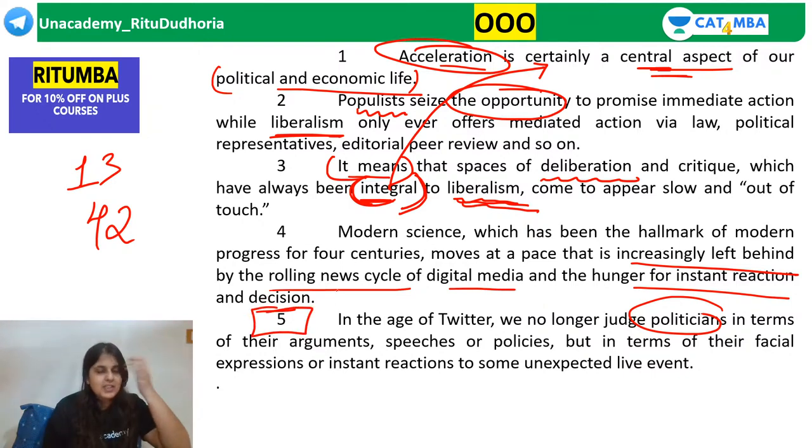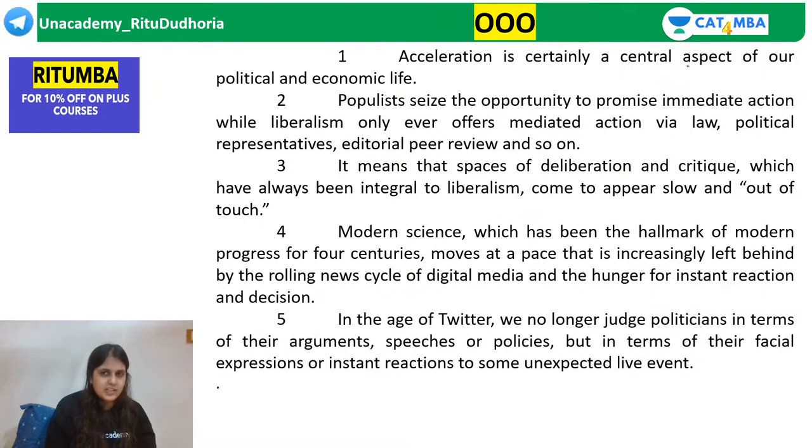Then I would have to eliminate one of these. Now, most of you have eliminated 2. Okay, most of you have eliminated 2. Then my point is, why has the author mentioned liberalism? That's my point. Did all of you understand this? Now, look into this, guys. Acceleration is certainly a central aspect. This means that which have always been integral or central to liberalism, now they come to appear slow and out of touch. So they no longer remain as a central aspect.